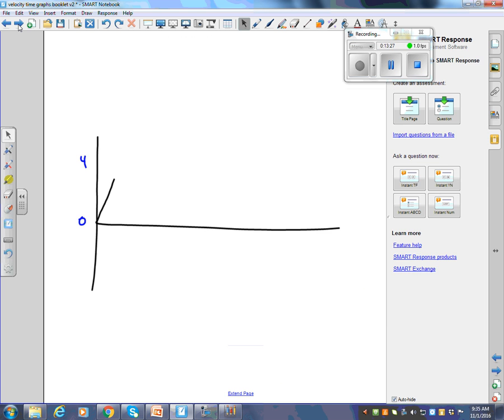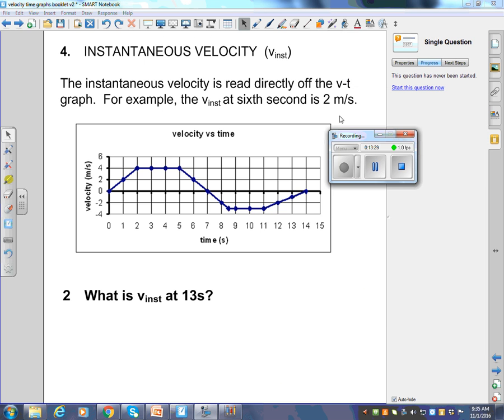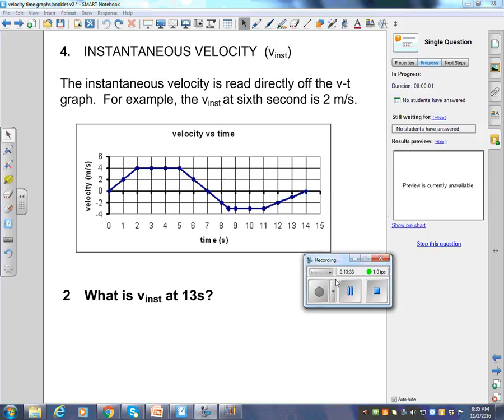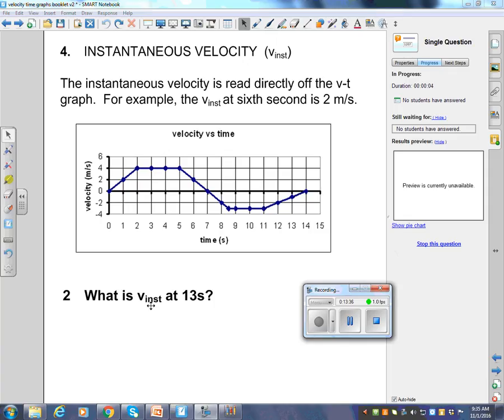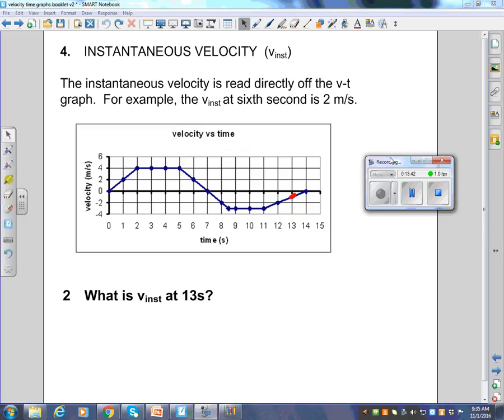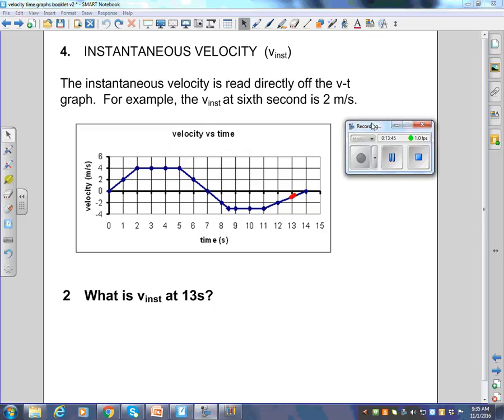Okay, now we did these yesterday, but we might as well do them while we got the clickers out. So let's just try them here. I'm asking you for the V-inst at 13 seconds. This is the same graph we've been using all along. How do you find V-inst? We learned that yesterday, right?